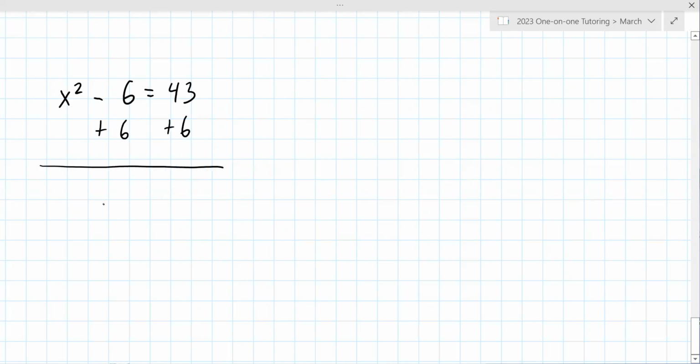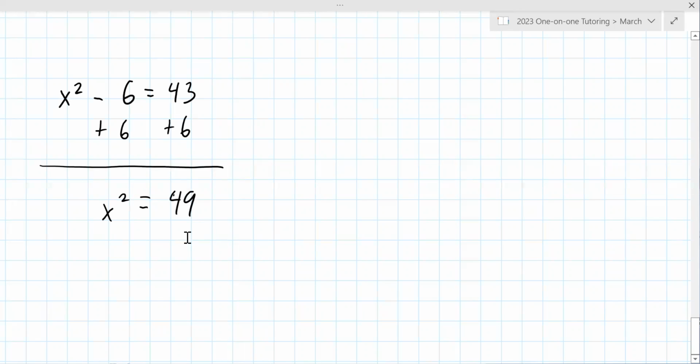Okay, what is the result on the right hand side? It's 43 plus 6. Oh, you're asking about that. Yes. I'm asking you this on the right. 43 plus 6. 49. Okay.